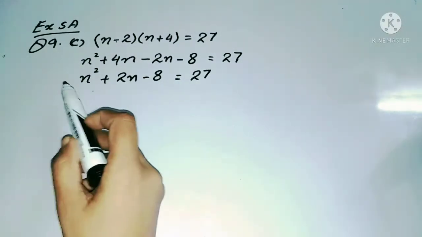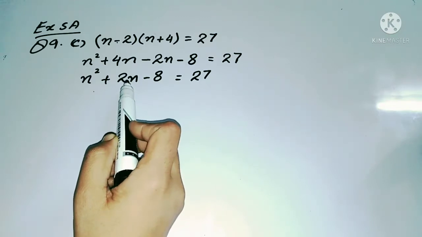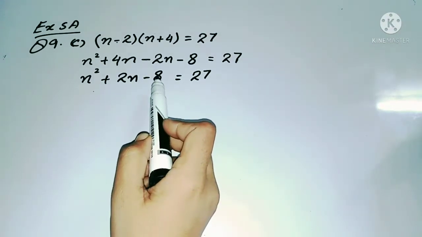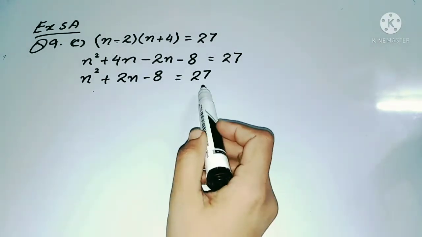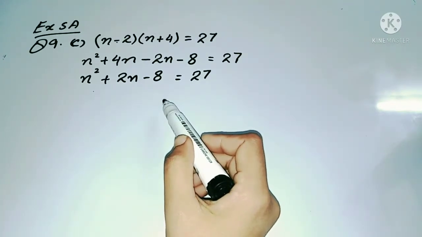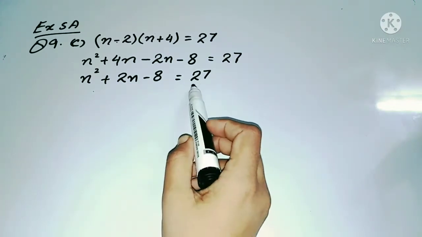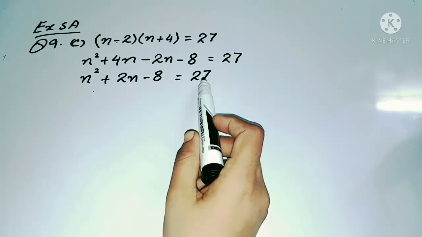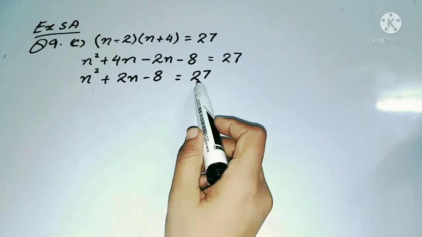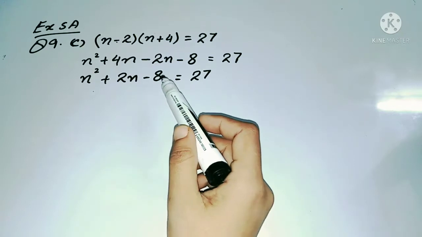So here you can see that I have the variable with power 2, here the variable with power 1, and here a constant. So I just need 0 on this side so that I can make it a quadratic equation. And you know that we can solve quadratic equations with the help of factorization. So I'm going to make it a quadratic equation. This 27, I will move to the left hand side. So when it comes to this side, it will be subtracted.